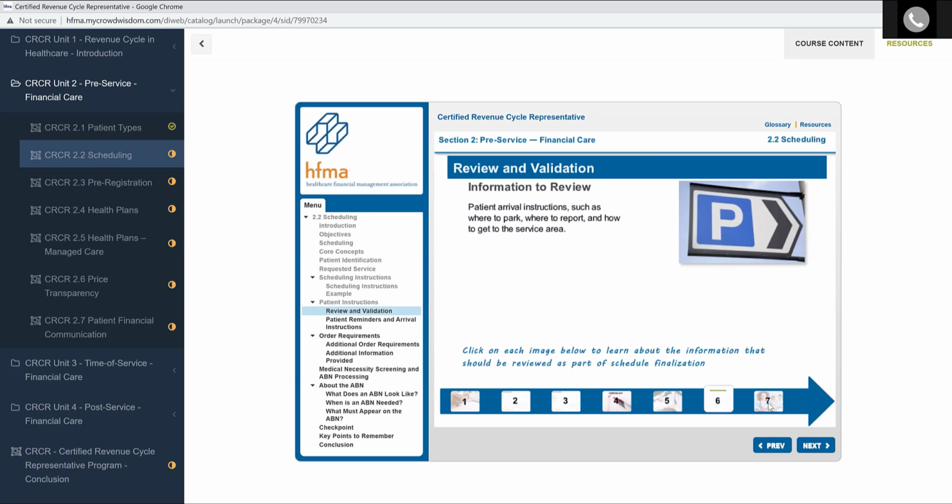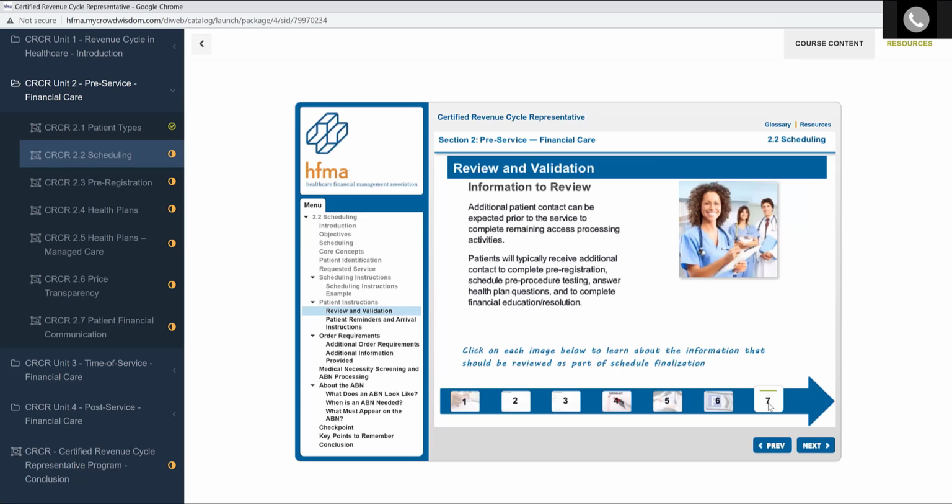And then additional patient contact can be expected prior to the service to complete remaining access processing activities. Patients will typically receive additional pre-registration and pre-procedure testing, answer health plan questions, and complete financial education and resolution. So again, keep this handy and know the 7 steps to review and validate.